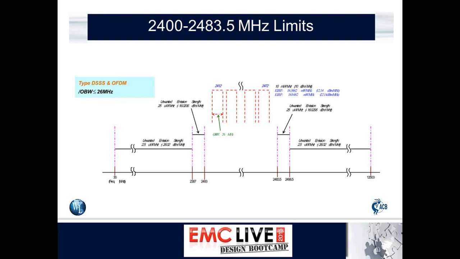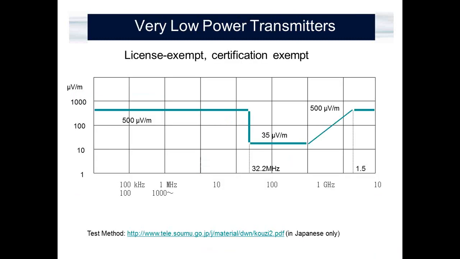This is just a snapshot from a database that we take advantage of that looks at all the technical requirements, and particularly around the 2.4 gigahertz range, which is a very popular frequency range for Wi-Fi. Pretty much the IEEE 802.11 limits and protocols apply here, but they're cast in a slightly different way for Japan. This particular curve shows the very low power transmitters where no license or certification is required. And so you can operate over quite a wide range of frequencies up to 10 gigahertz as long as your transmitter field strength falls below this curve here.